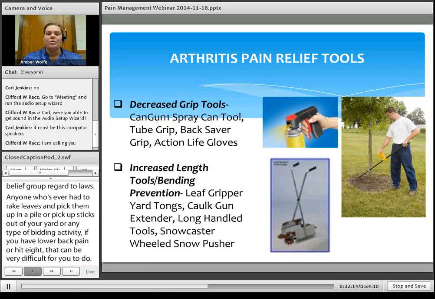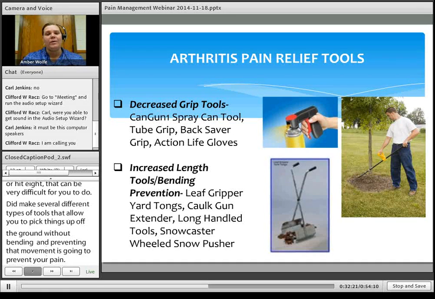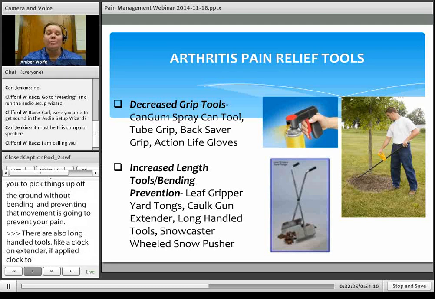There are also long-handled tools like a caulk gun extender if you're applying caulk to any type of job or working in construction and you can't reach the area you're working or you can't bend. And there's also something that we could all probably use right now in Indiana and especially out east, but they have a snowcaster wheeled snow shovel.